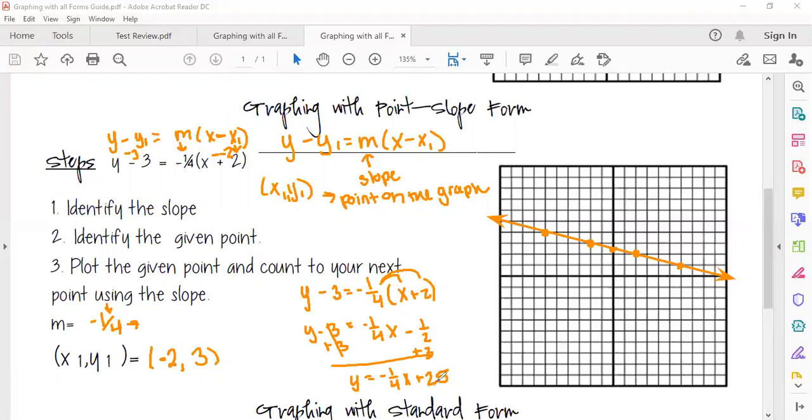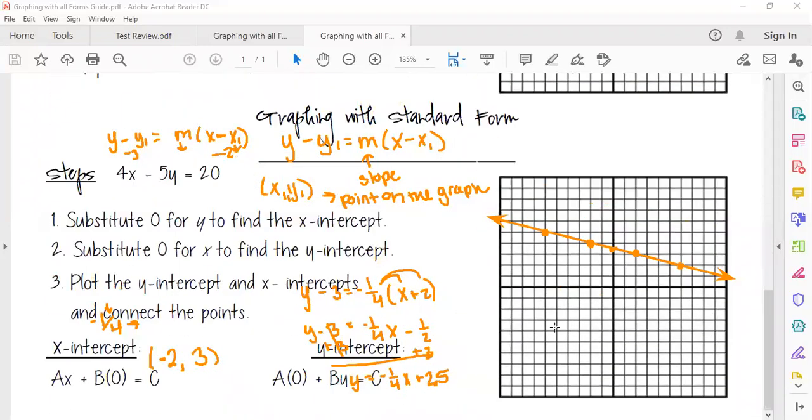So we always have the option of solving for y. If you want to solve for y and go to slope-intercept form, I honestly do that most of the time. I solve an equation for y, I go to slope-intercept form. All right, so this is how to graph in standard or point-slope form.